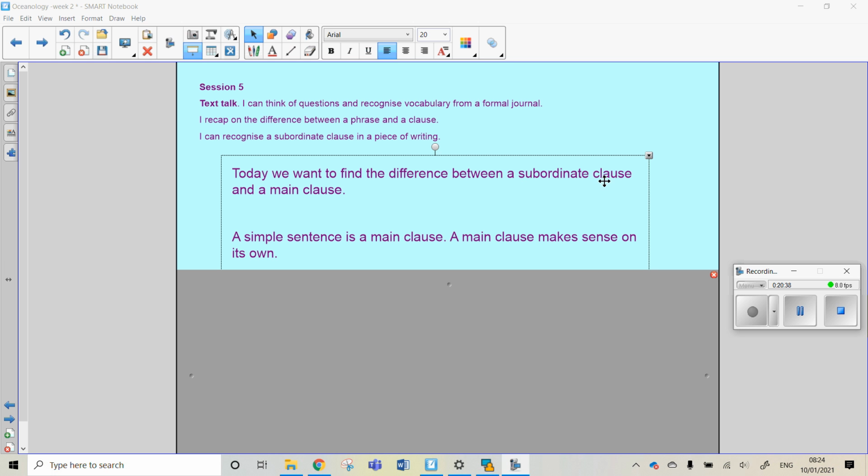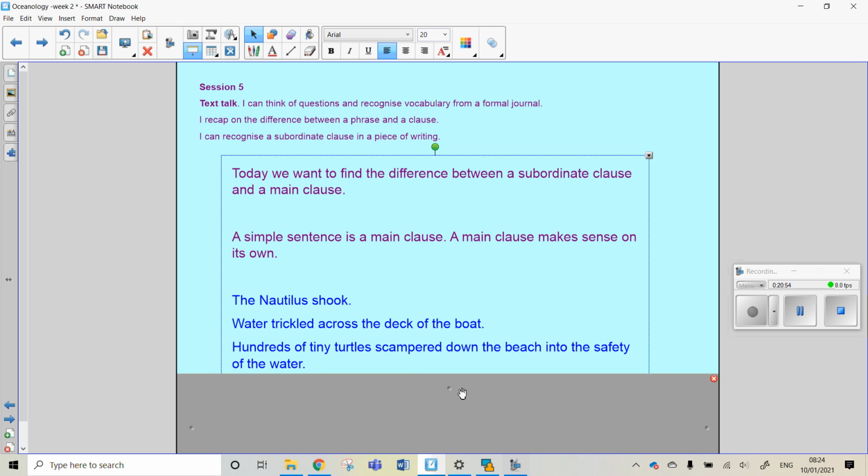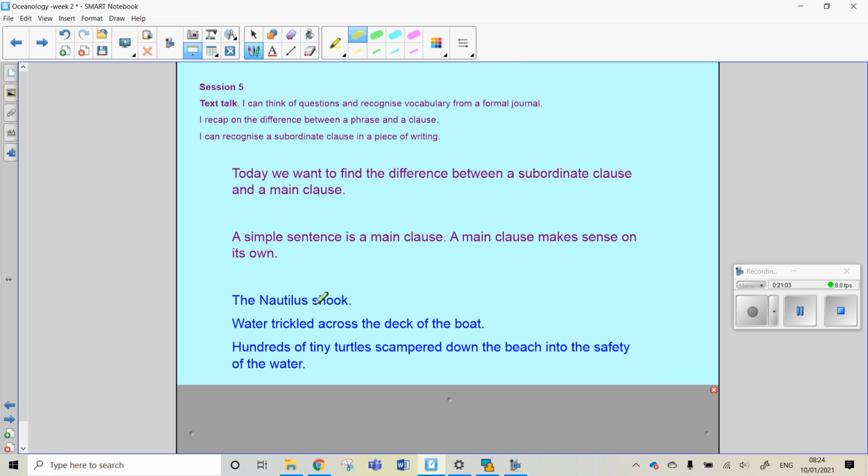Now today we want to find the difference between a subordinate clause and a main clause. It's quite simple really. A simple sentence is a main clause. A main clause makes sense on its own. It's a group of words that contains a verb. So let's have a look at a couple of examples. The Nautilus shook. That makes sense on its own. We could have that as a sentence. And if I pick up the highlighter, we can see that the verb here is shook.